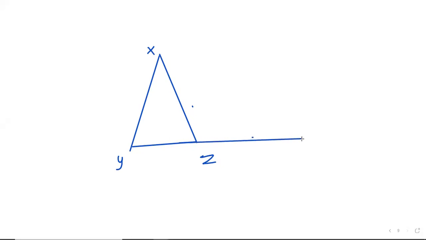Triangle XYZ. If XY equals XZ, then the exterior angle at the vertex Z is what? This is the exterior angle at the vertex Z. Okay, because here the two angles are equal, and this angle is acute, and this angle is acute angle. So the exterior angle here must be obtuse angle.